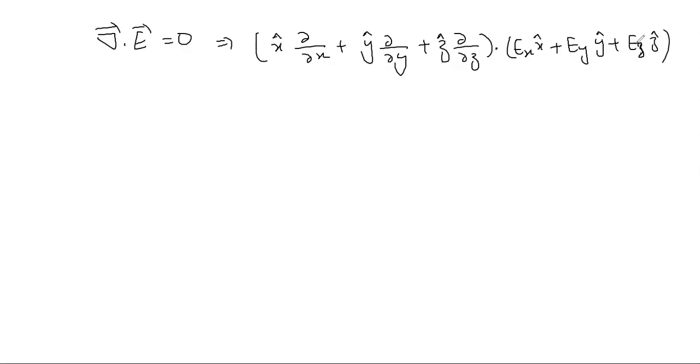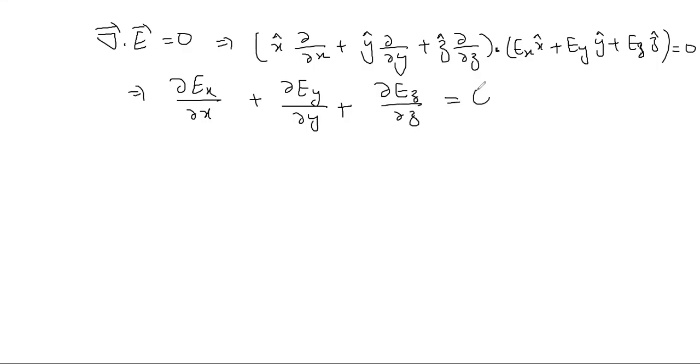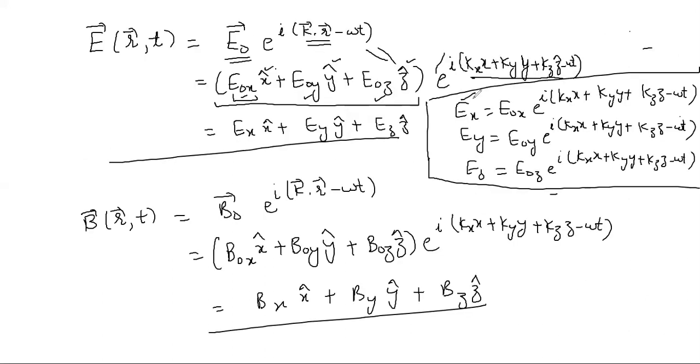If you take its dot product, this is equal to 0. If you take the dot product of this, what you will get is this number here, simply by the dot product rule. From the previous slide, Ex is equal to E0x e raised to the power iota (kx x plus ky y plus kz z minus omega t). This was how we approximated Ex.